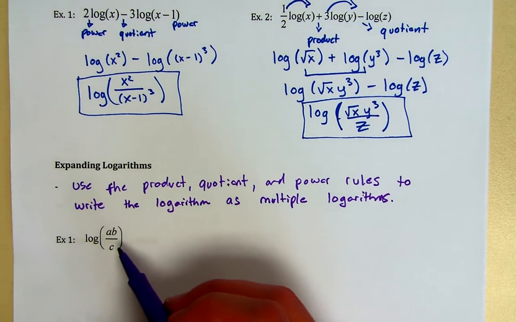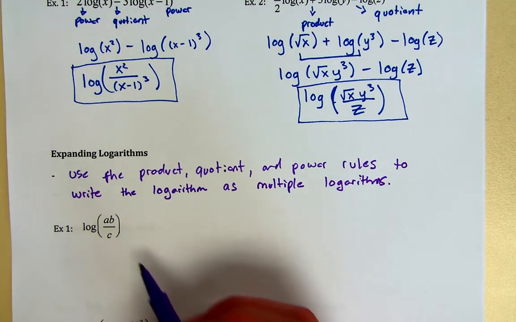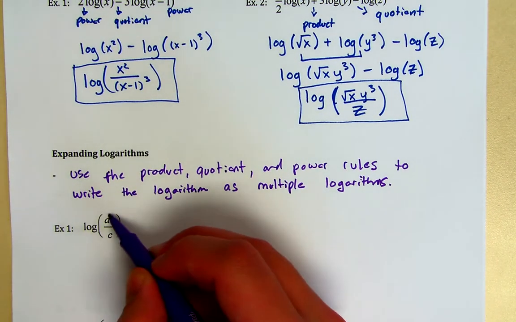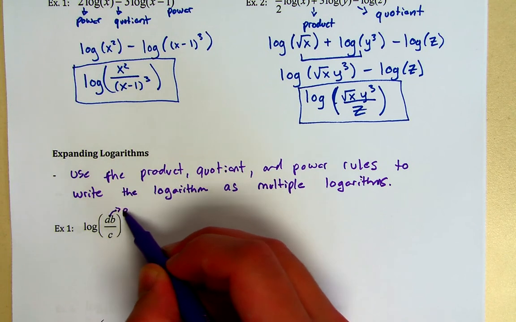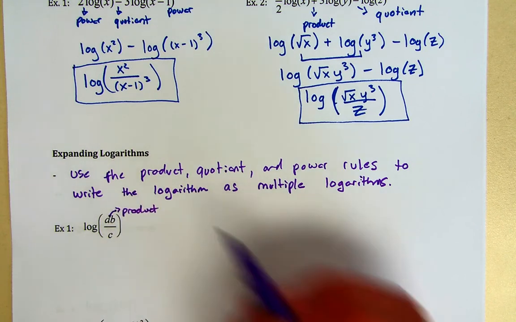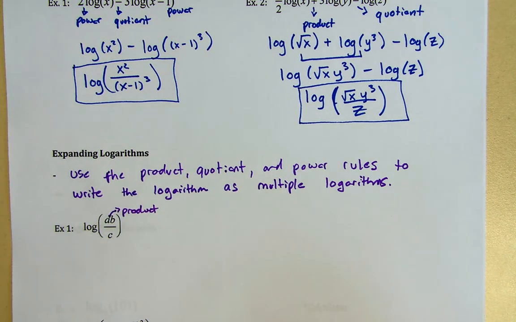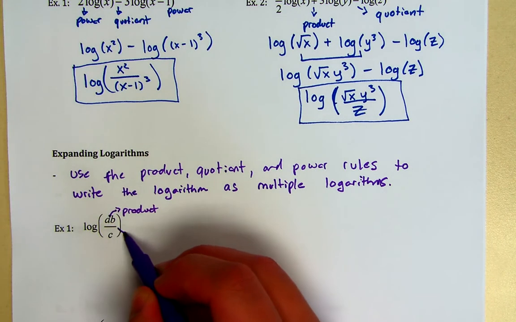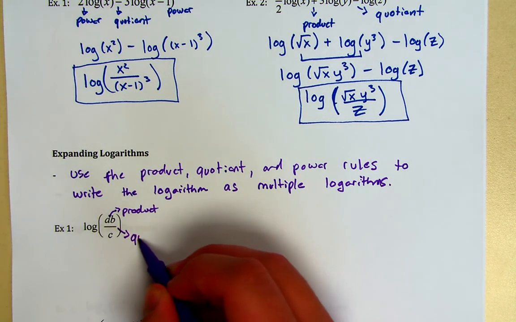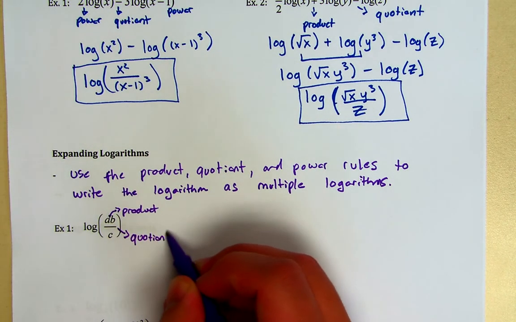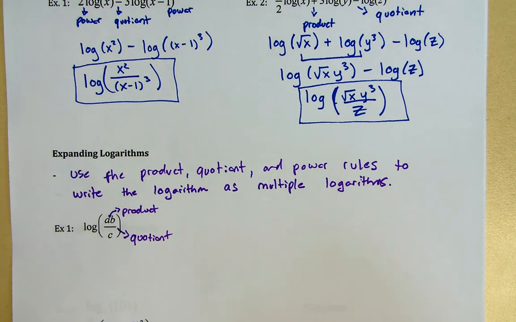So now I'm looking at one single log and I need to see what rules are going on. Well, with A and B, I can see there's a product going on, so I know I'm going to have to use addition somewhere. Again, I have a fraction, so I'm using the quotient rule. I don't see any powers.